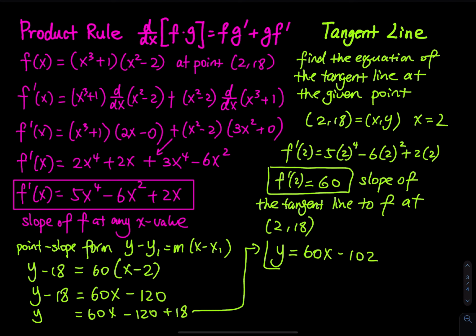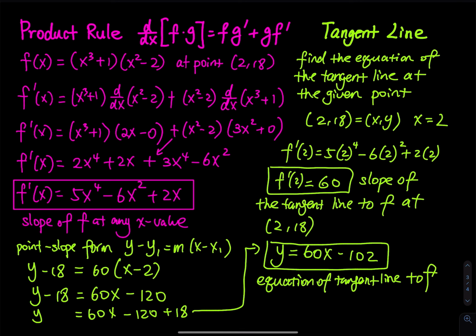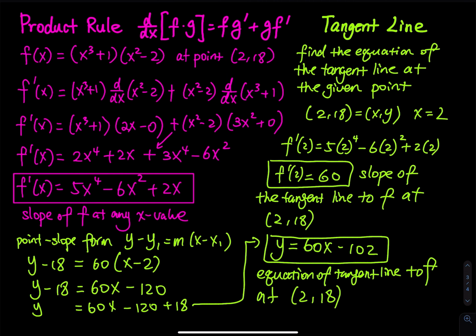What is this? This is the equation of the tangent line. Tangent to what? Tangent to the function f at a specific point, at 2, 18. So every answer has a name, and I want you to be able to label all of them. All right, so that is the end of this video.